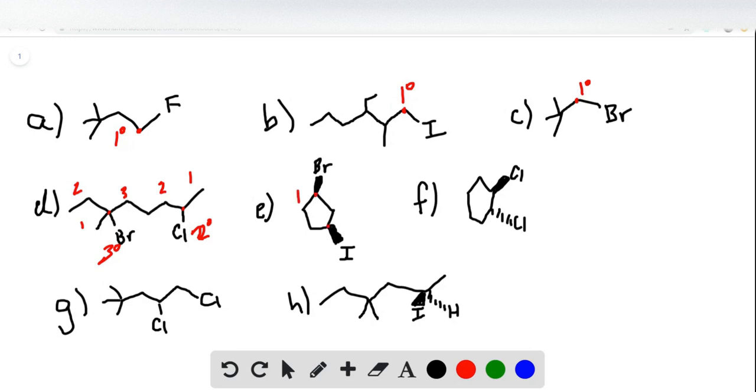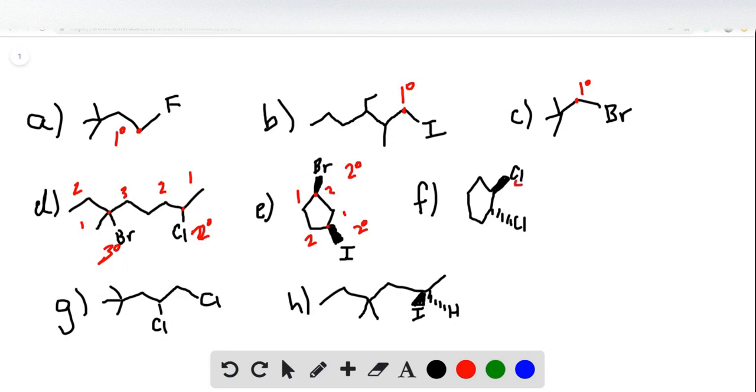This bromine is attached to 1, 2 alkyl groups, so it's secondary. This iodine is attached to 1, 2 alkyl groups, so it's also secondary. And F, there's another two alkyl halides we need to identify.